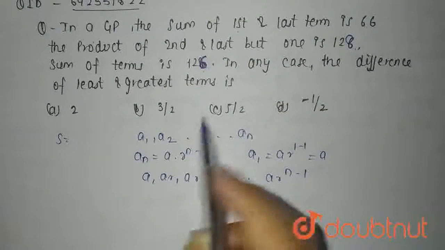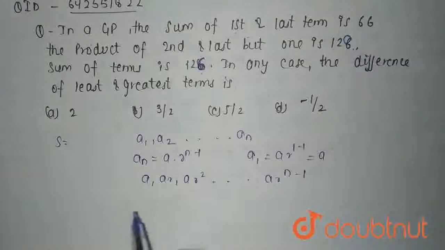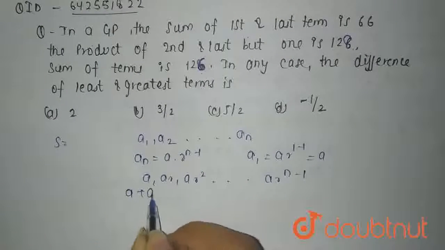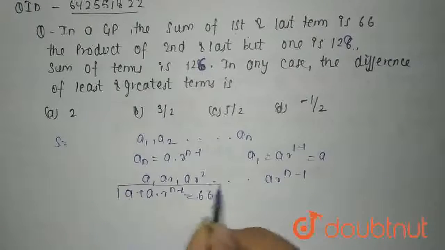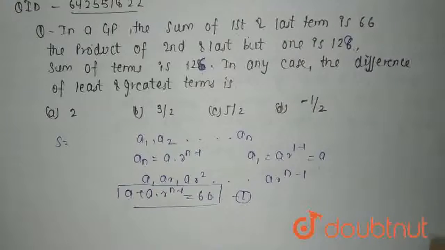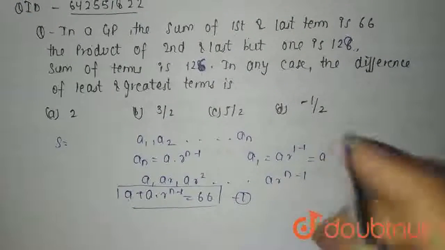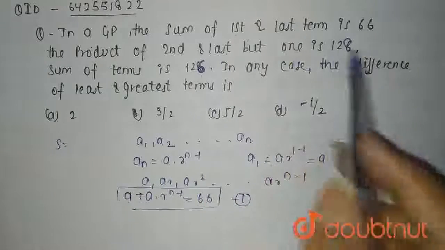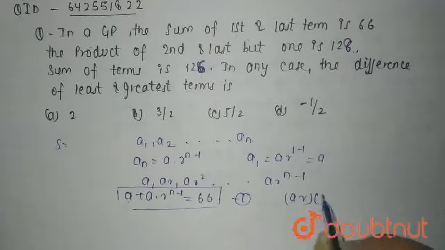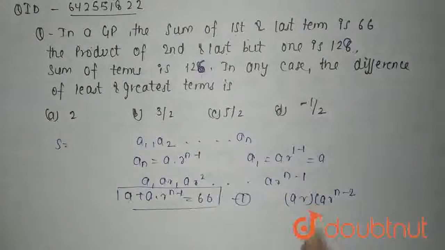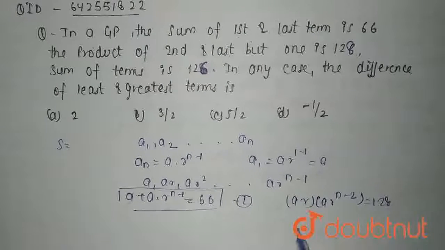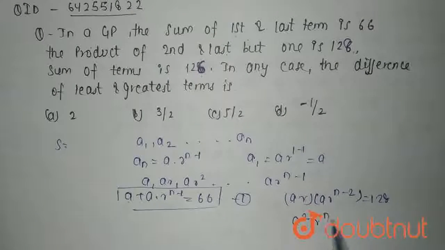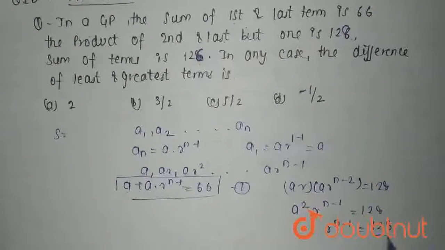Given that the sum of first and last term is 66. So from this you can write a plus a into r^(n-1) is equal to 66, because this is the first term and this is the last term. Now the second one is the product of second and last but one is 128. That means ar into ar^(n-2), that is second last one, is equal to 128. Now opening it, you'll have a square r^(n-1) is equal to 128. So r^(n-1) can be written as 128 divided by a square.